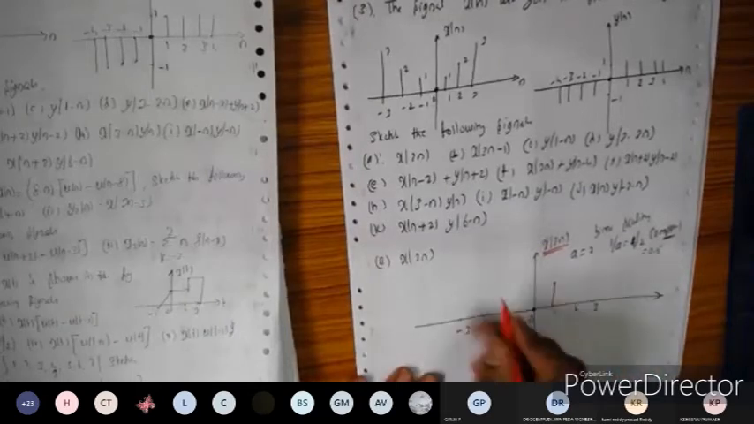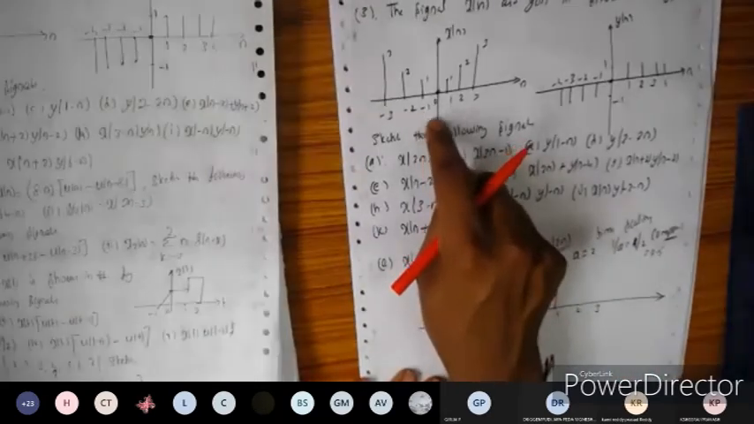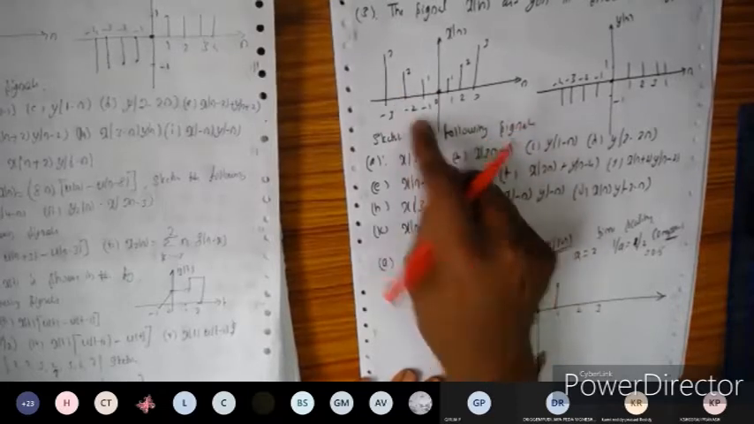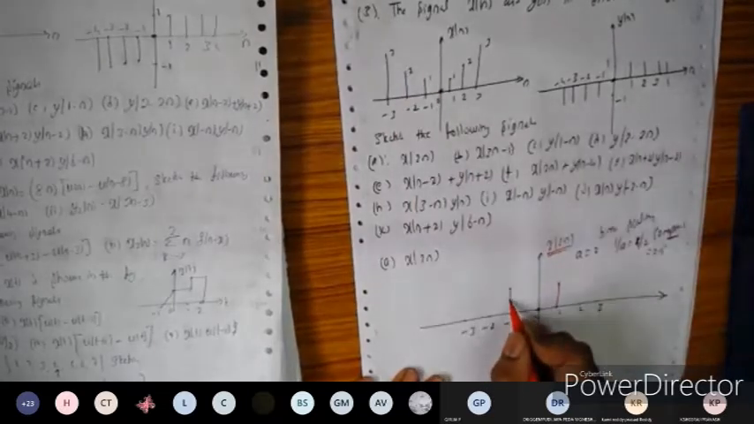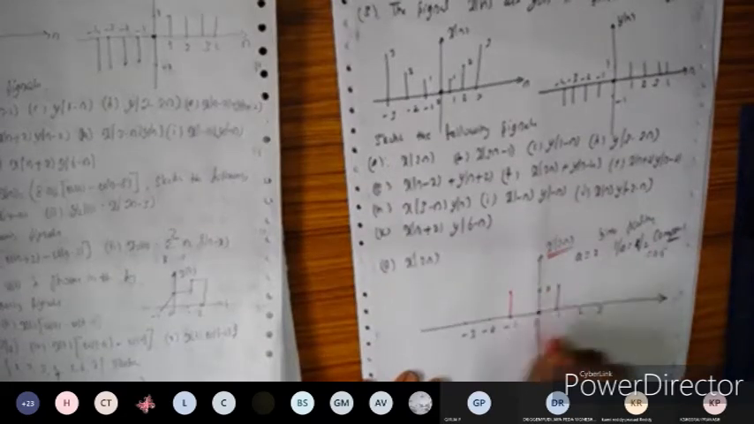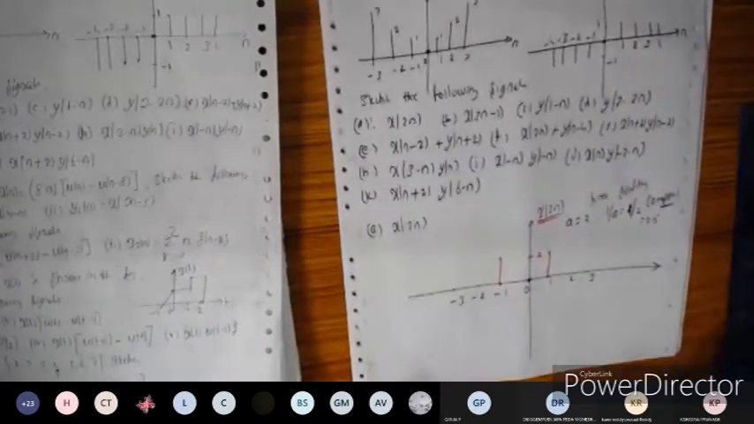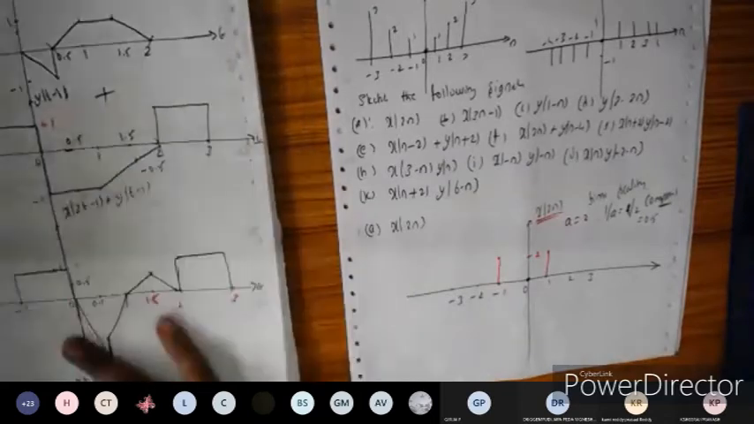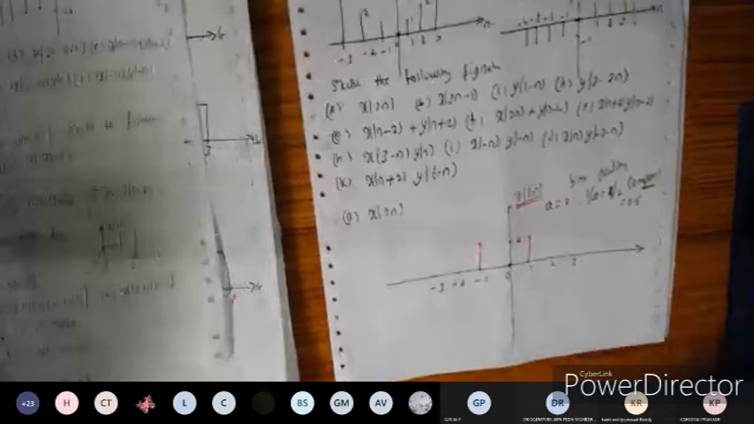Similarly for the negative time index also. Minus 1 into 0.5 will become minus 0.5, so discard. Next, minus 2 into 0.5 will become minus 1, so we get the sample having the value 2. The rest of the things we can discard here. So this is x of 2n that we get. Right? Any doubts in this one?